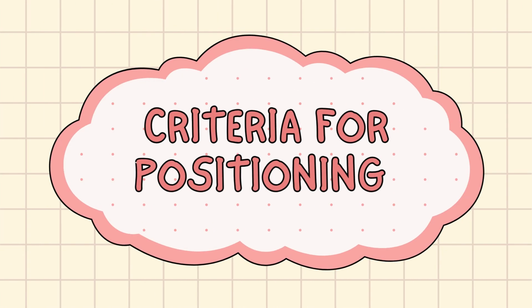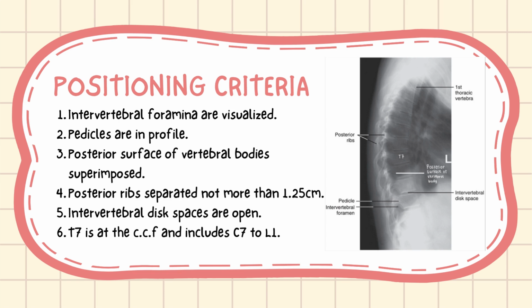Next, we are going to move on to the next content, which is the criteria for lateral thoracic positioning. In the slide, it is stated that the positioning criteria for lateral thoracic are intervertebral foramen are visualized, the pedicles are seen in the profile, the posterior surfaces of each vertebral body are superimposed, and the left and the right side of the posterior ribs are separated not more than 1.25 cm or half inch, and then intervertebral disc spaces are open, and the last one is T7 is at the center of the collimated field, and it includes from the C7 or 7 cervical to the first lumbar.